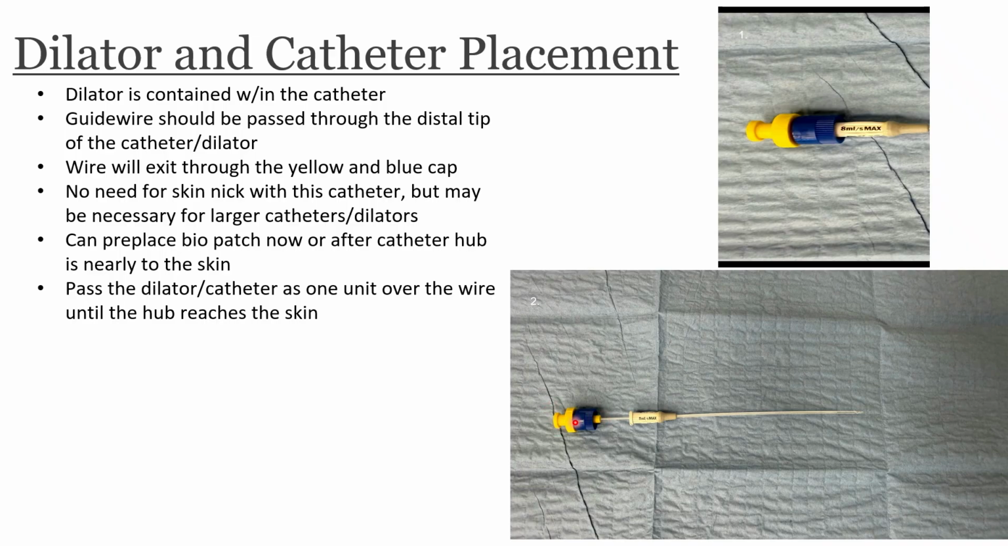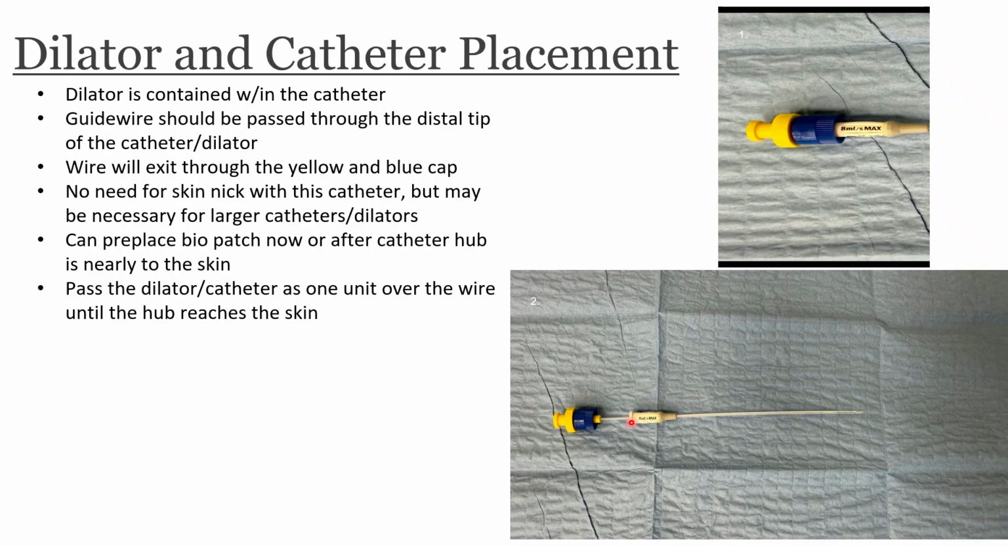So then we would slide that unit over the guide wire with one hand while we stabilize the guide wire still until we almost get to the skin. You can either have placed the biopatch before you slide that unit as one over the guide wire, or you can slide it just prior to the skin, put the biopatch on there and continue and slide it all the way to the hub. So now you're looking at the patient, you've got this as one unit all the way down to the skin, your biopatch in place and the guide wire still coming out.